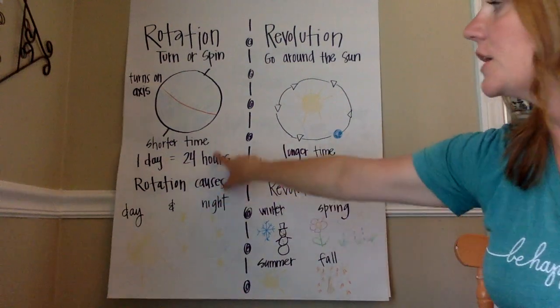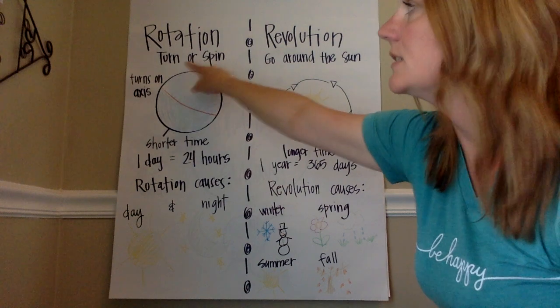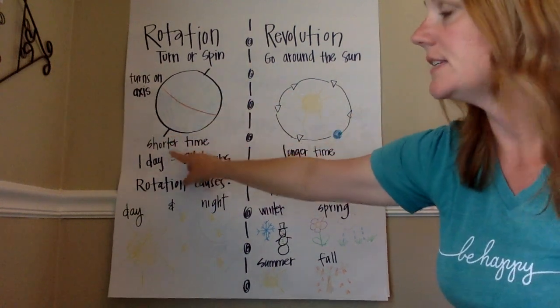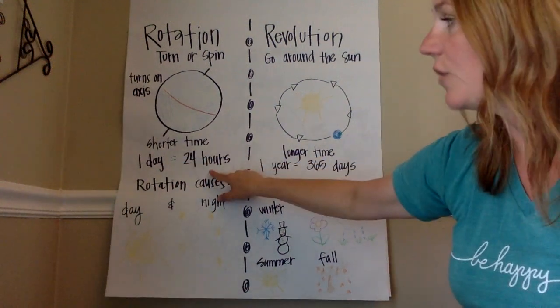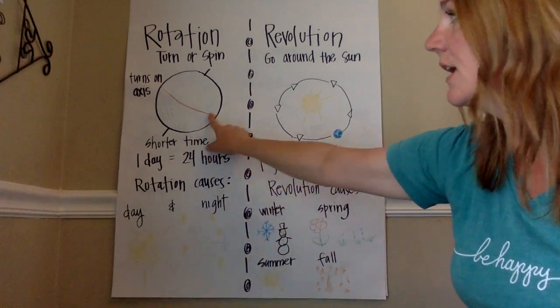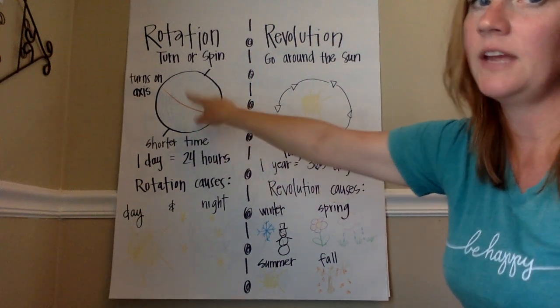So first, we need to know that Earth rotates, and that means it turns or spins on its axis. And this is what causes a day. So one full day is 24 hours, and the rotation causes day and night. And so every day this is happening, it's spinning and rotating.